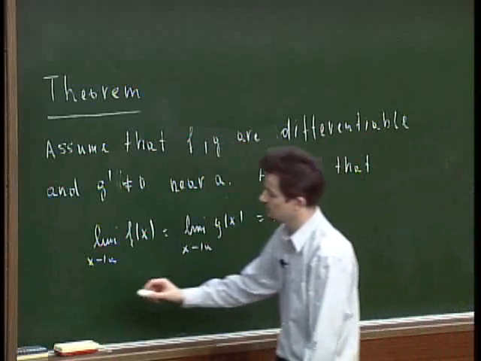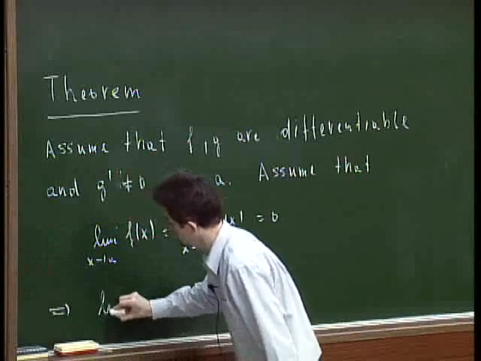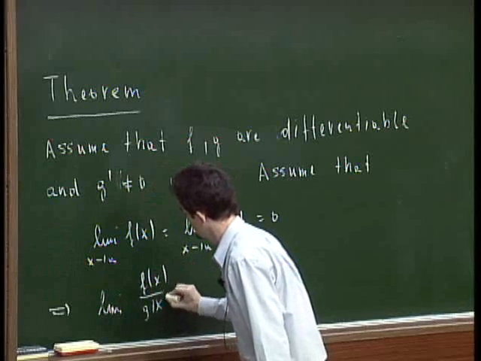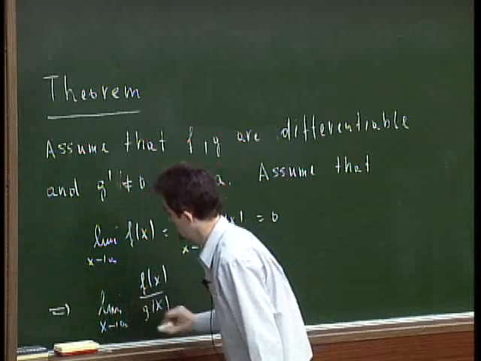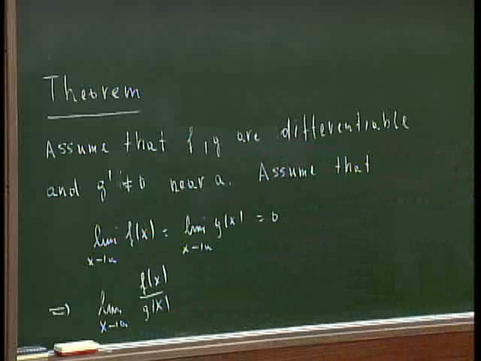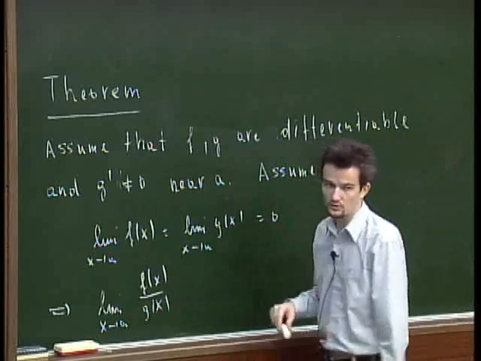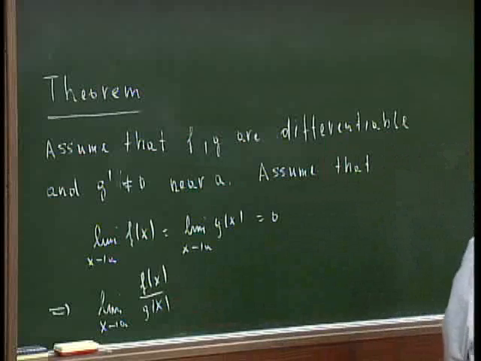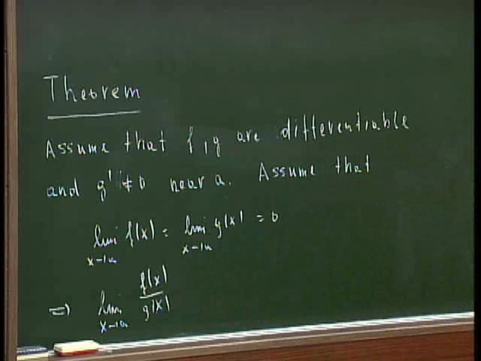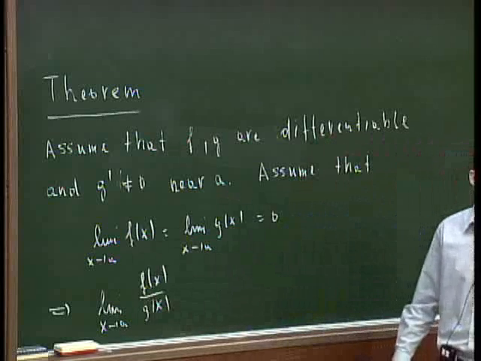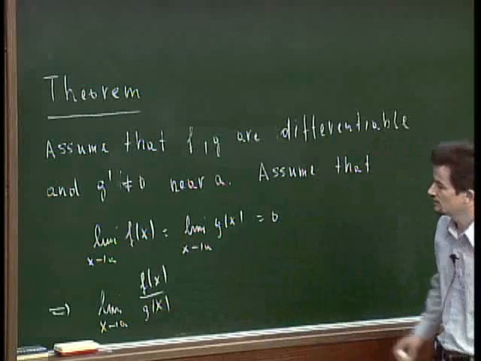Then the limit of f of x over g of x. Okay, so we are not able to compute this limit by the usual limit laws, because if you just apply the limit laws, you will get 0 over 0. And we saw already via examples that 0 over 0 can take on any value, any possible real number.